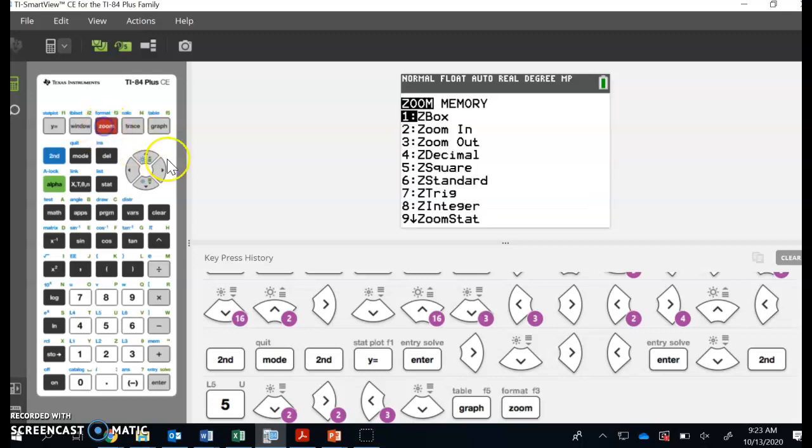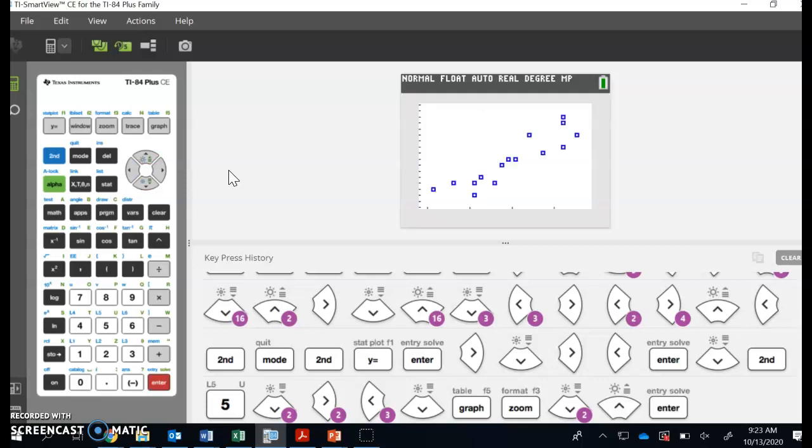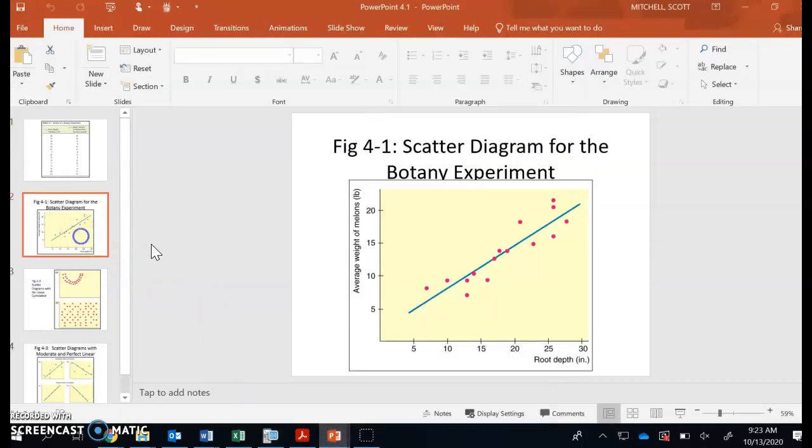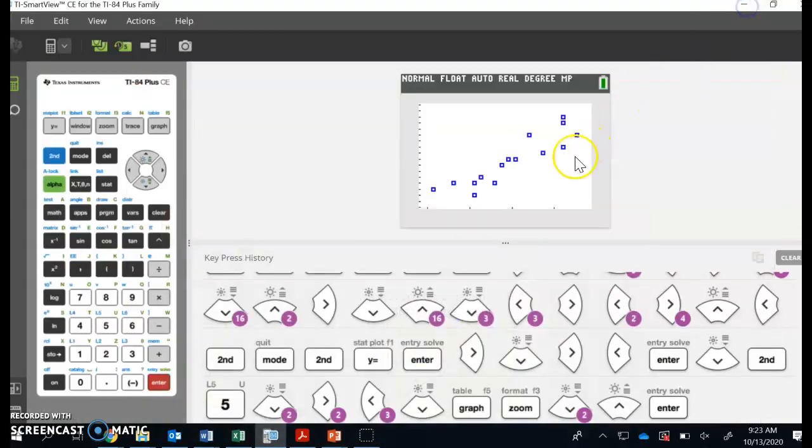There's a good chance we're not going to see anything right now, which is okay. Remember, how do we see stuff when we want to change our window? We can go to Zoom Stat or Zoom Fit. We'll try Zoom Stat first, and there it is. There is your scatter plot, which looks very similar to the picture on our PowerPoint, except for the line. So it kind of looks very similar.